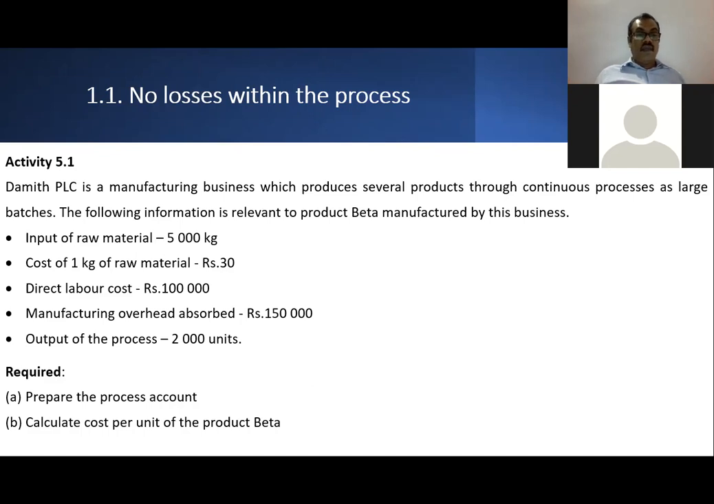I hope it's clear. Therefore, you are asked to prepare the process account and calculate the cost per unit of the product. So I will ask you to do part B first. We can prepare the process account later. First, assuming that you do not know anything about accounting, as a layman, an ordinary person, but at your age and education you understand reading and numbers, this kind of information has been given, and I ask you to calculate the cost of 1 unit in a minute. Just give me the answer.